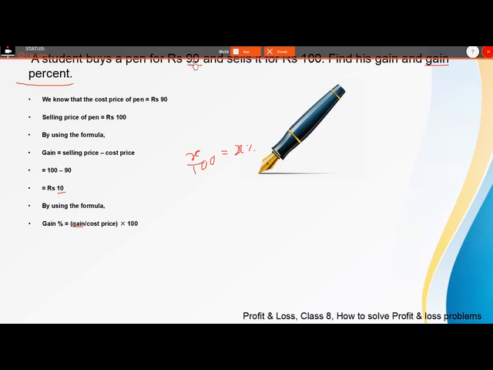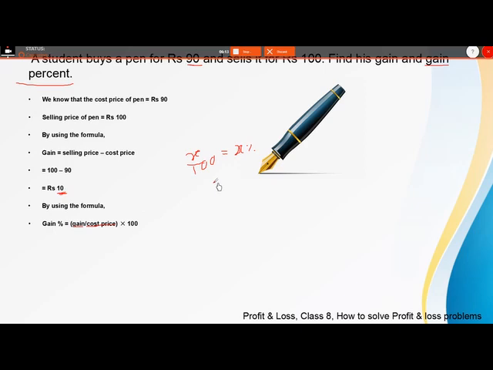Indirectly, you have bought it for 90 and you have sold it for 100. So you have gained on 90. That's how we use language in maths like this. So 10 rupees is the gain on 90, nothing but 90. So you'll just write the cost price here, that is 90.